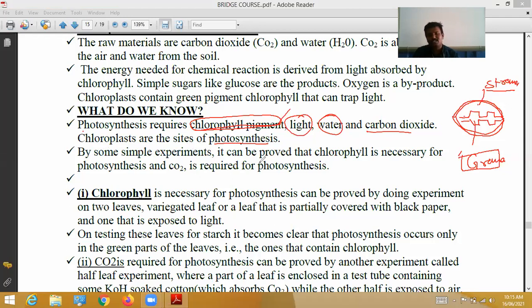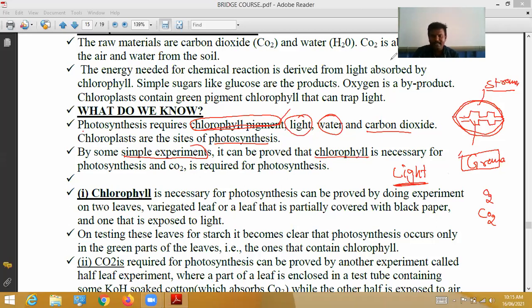So by some simple experiments, it can be proved that chlorophyll is necessary for photosynthesis and carbon dioxide is required for photosynthesis. See, in your third class, fourth class, fifth class, these are simple experiments you might have studied. Carbon dioxide is essential for photosynthesis. Chlorophyll is essential for photosynthesis. Light is essential for photosynthesis. Though you studied those simple experiments in your lower classes, again you will study them in first PUC.